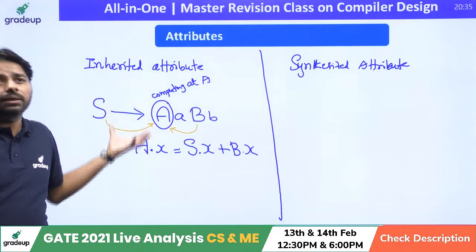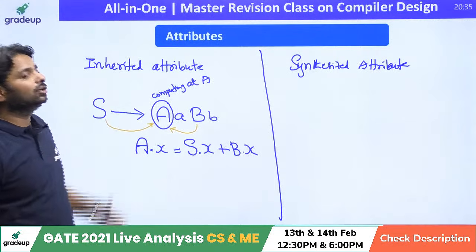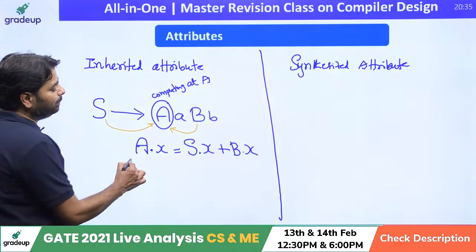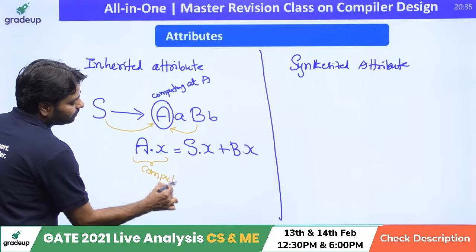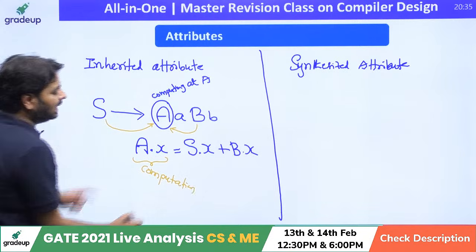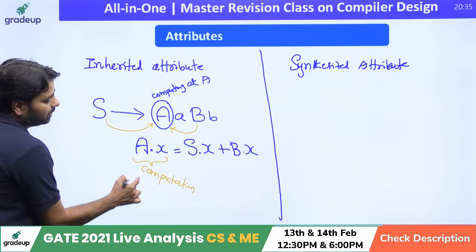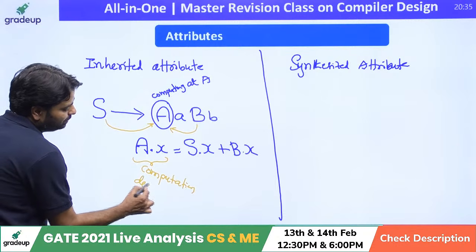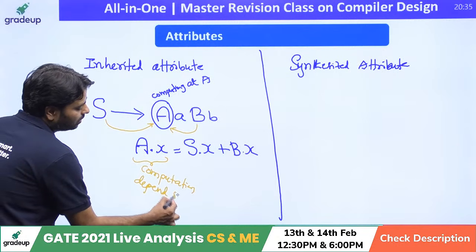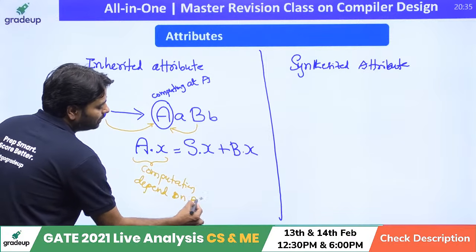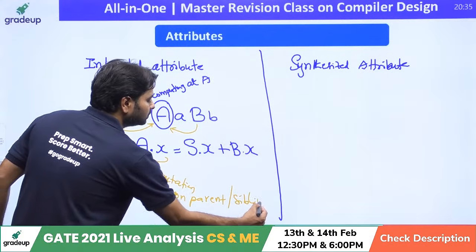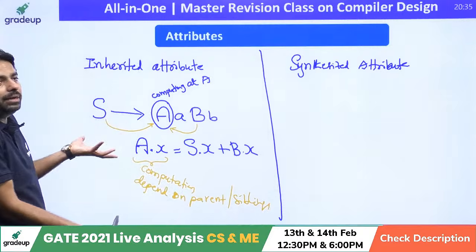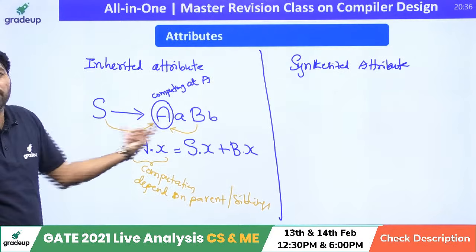It's talking about the attribute. Here, inherited attribute says that the computation at any attribute depends on either the parent or siblings. But there is no grammar at all. I am just talking about one production.